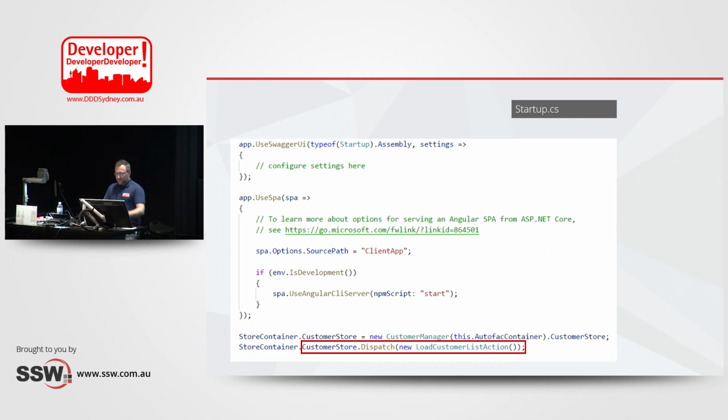So at the end of startup.cs, you can see I'm setting up Swagger UI, setting up the SPA stuff. This is just basic ASP.NET Core startup application, but I'm newing up a customer manager, and then inside the customer store, I'm dispatching an action, the load customer list action. So let's take a look at how that runs.